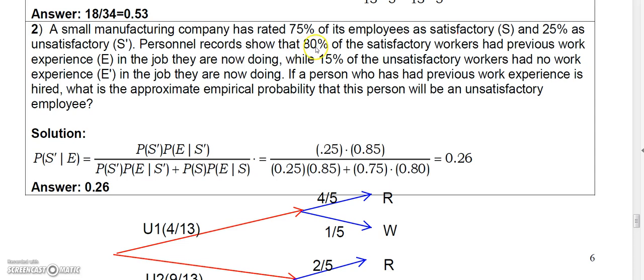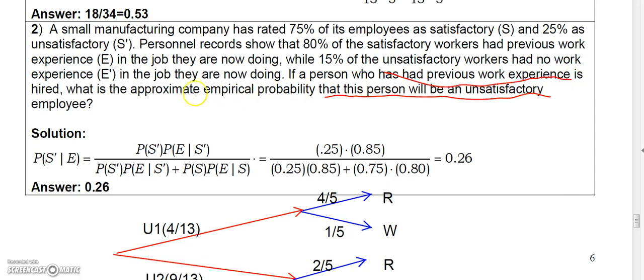Personnel records show that 80% of the satisfactory workers had previous work experience, which we'll call E, in the job they're now doing, while 15% of the unsatisfactory workers had no work experience, so we'll call no work experience E prime, in the job they're doing. If a person who has had previous work experience is hired, what is the probability that this person will be unsatisfactory? So again, we're looking for the probability of unsatisfactory given that the person had work experience.